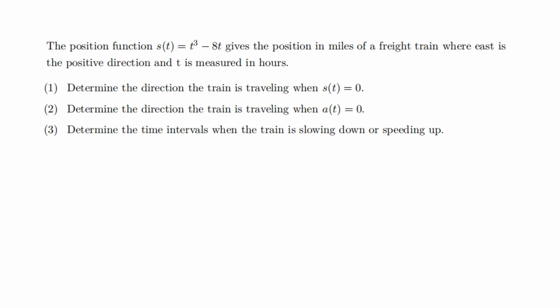Let us see this problem. The position function s of t equal to t cube minus 8t gives the position in miles of a freight train where east is the positive direction and t is measured in hours. So in place of right, they are giving east. So what is the left? Left is west. Okay, so positive direction east.